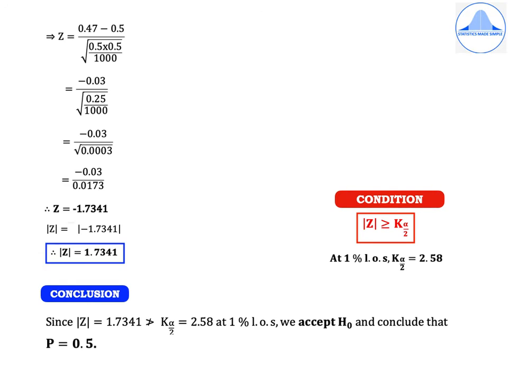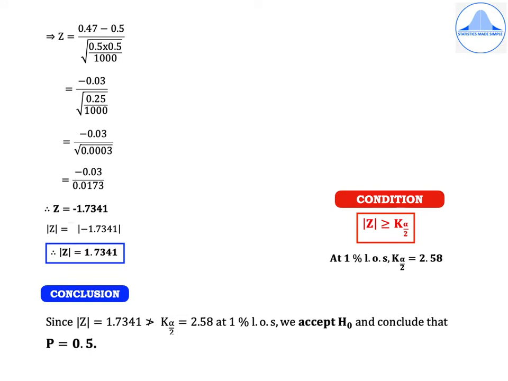Substituting all the values, we get z equal to 0.47 minus 0.5 divided by root of 0.5 into 0.5 by 1000, which is equal to minus 0.03 divided by root 0.25 by 1000, which simplifies to minus 0.03 divided by root of 0.0003, which is equal to minus 0.03 by 0.0173, or z is equal to minus 1.7341.